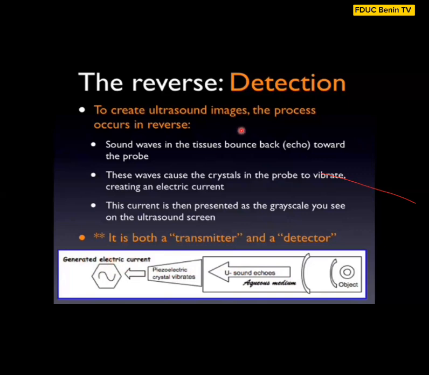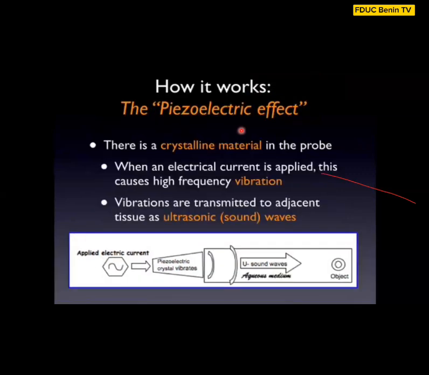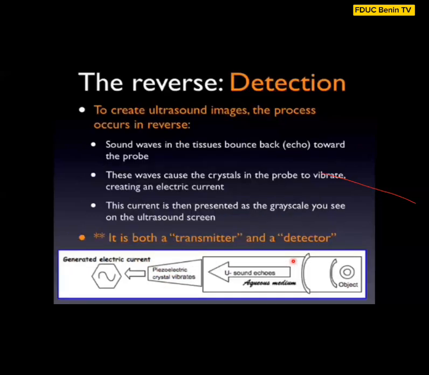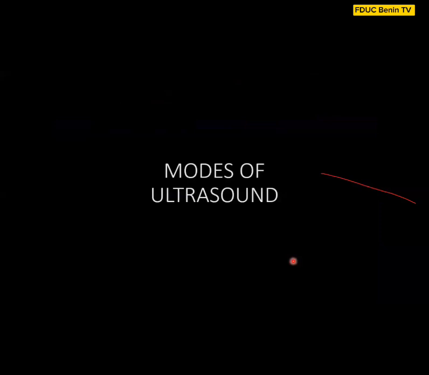So this is just showing us how ultrasound images are produced. The piezoelectric crystal is very important. If the piezoelectric crystal is deformed, it will disrupt the sound wave that is being generated, and this can affect our images. So that's why the probe must be taken care of. The probe or the transducer is both a transmitter and a detector.